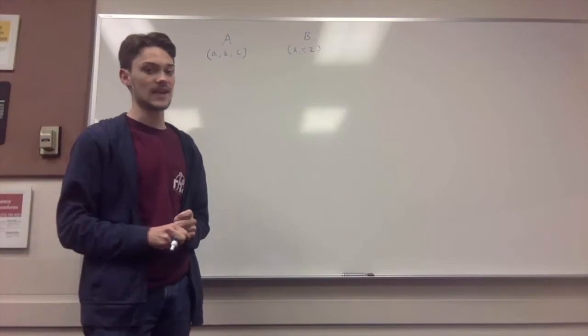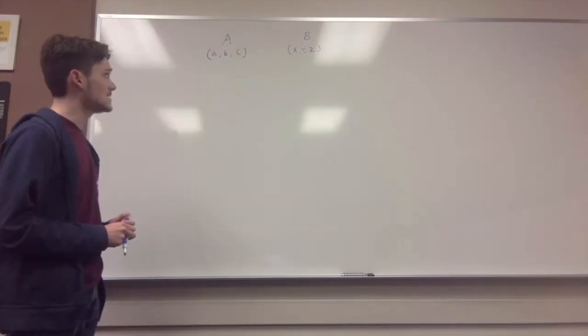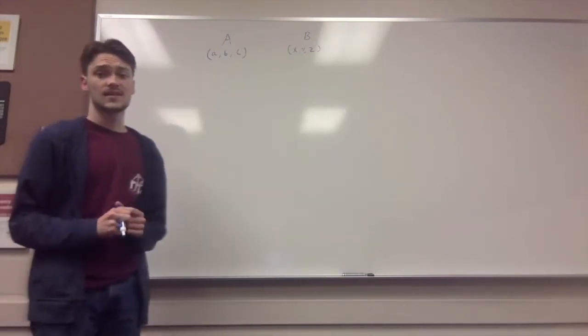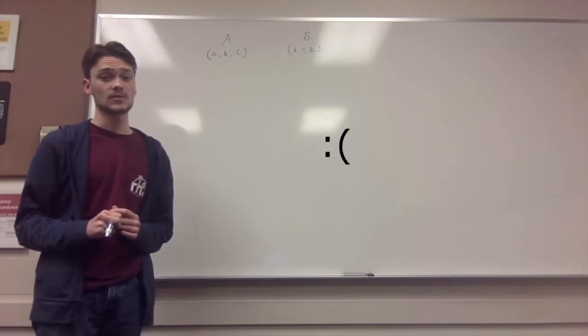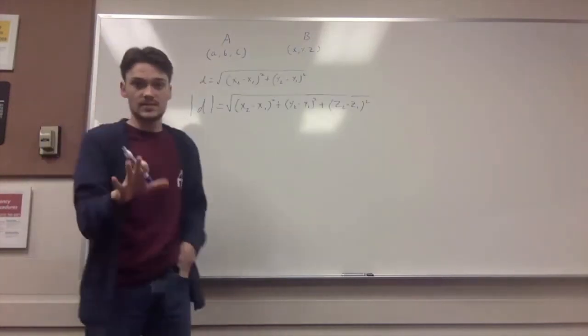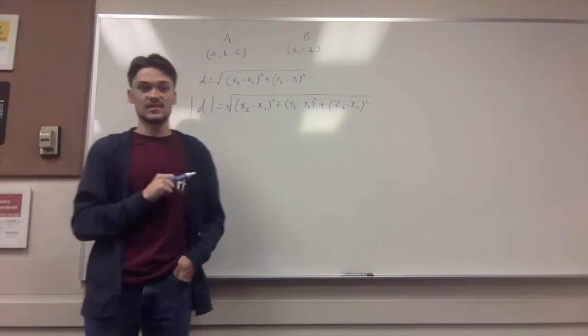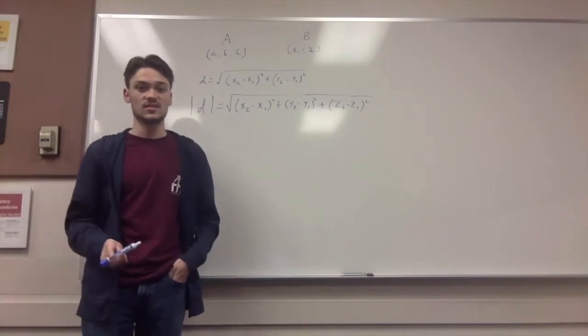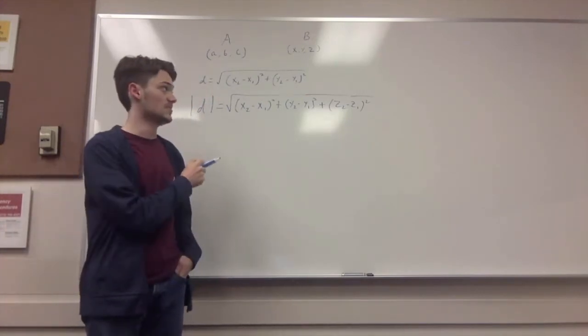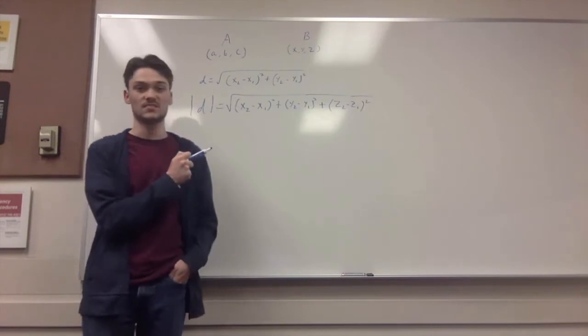Let's move on to some actual math. We got point A and B here. They are friends, but the sad thing is they live far apart from each other. So the 3D distance formula is literally just the 2D distance formula with z2 minus z1 squared tacked on the end.